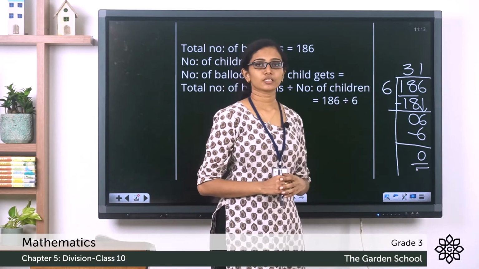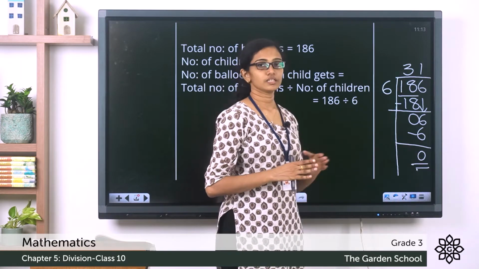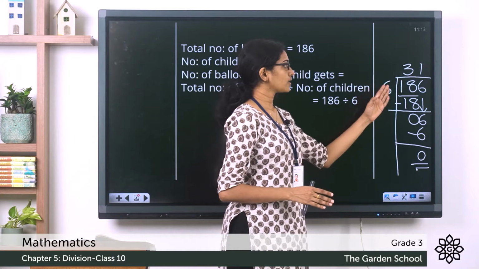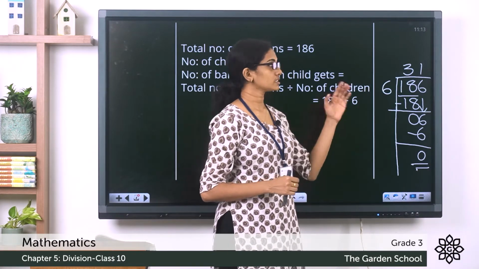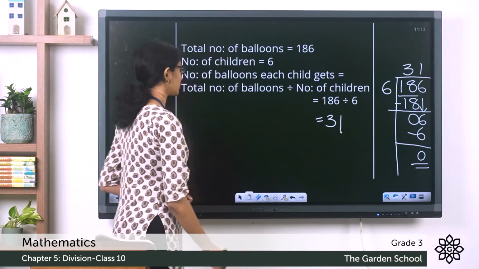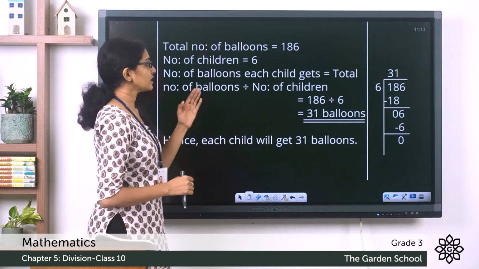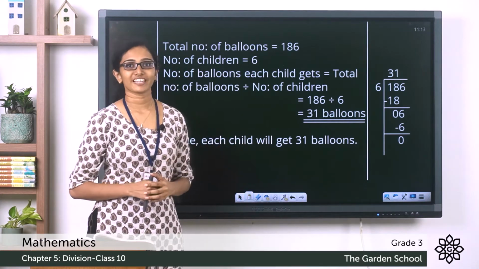And there are no more digits to bring down and the division is complete. The remainder is 0. That means 186 was completely divided by the divisor 6. So what is the quotient? The quotient is equal to 31. So the number of balloons each child gets is equal to 31 balloons. Hope you are clear with this.